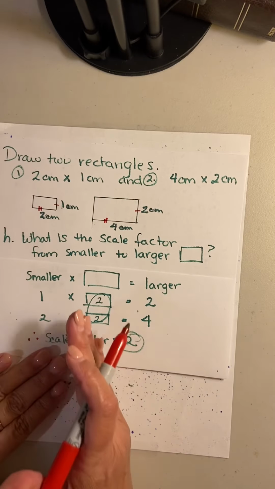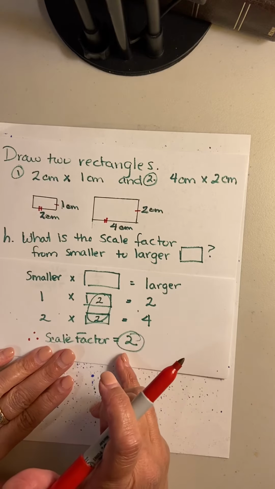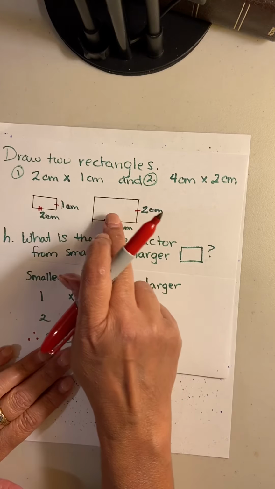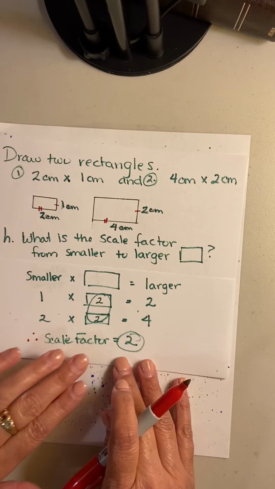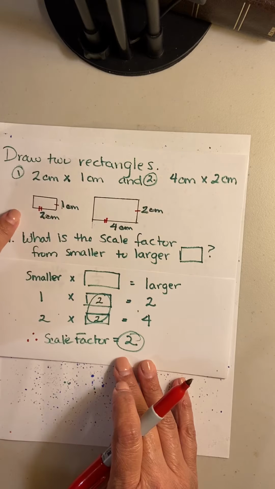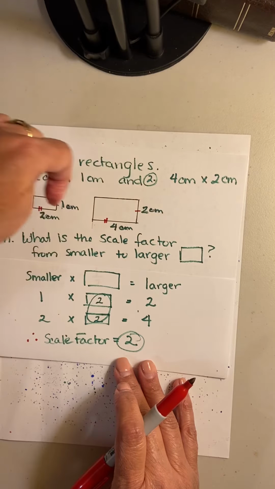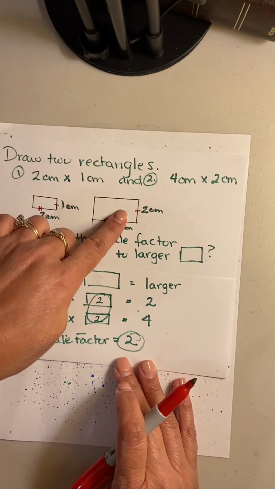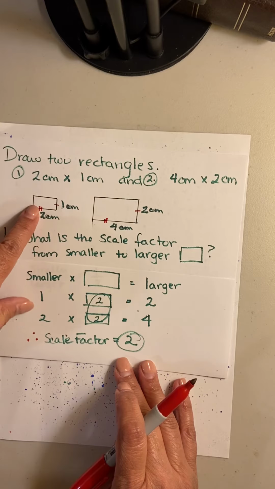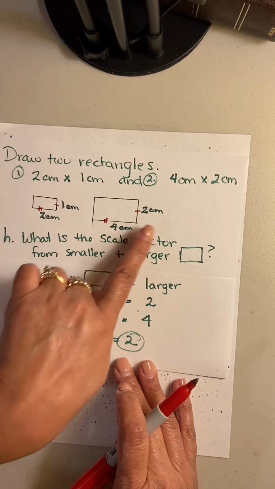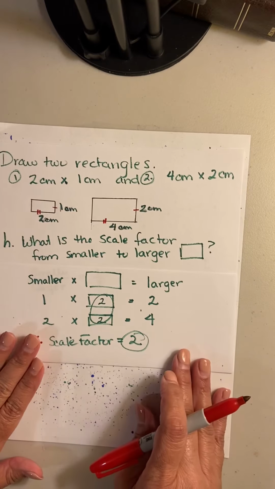And remember, if the scale factor is a whole number greater than 1, then the resulting figure is going to be larger. If the scale factor is going to be less than 1, but greater than 0, right? If we'd gone from larger to smaller, my scale factor would have been a half, 1 over 2, because we would have divided by 2 to go the other direction.